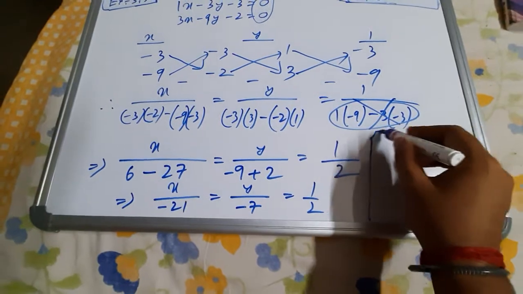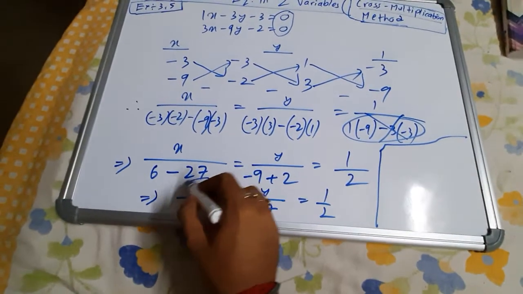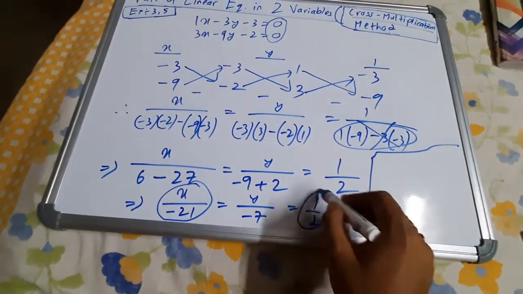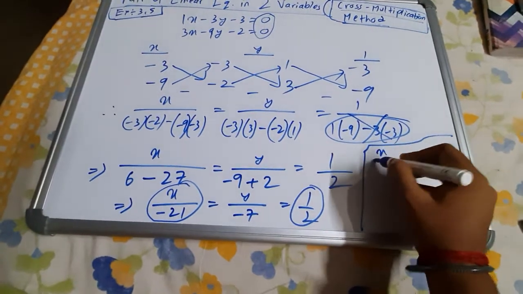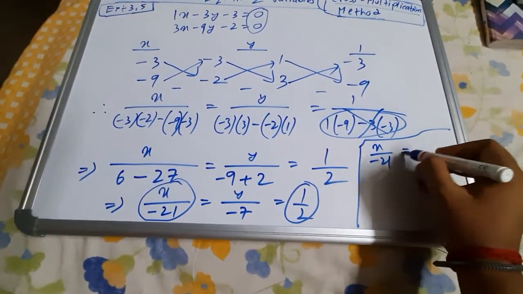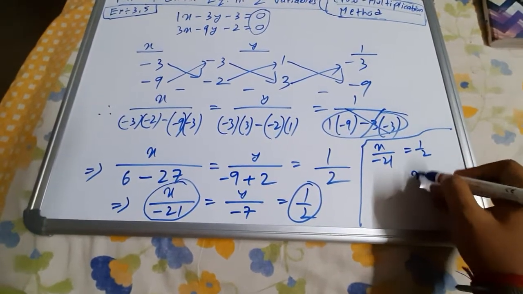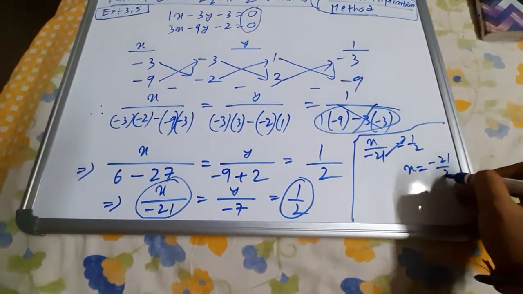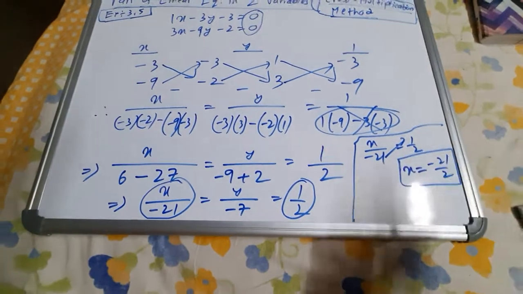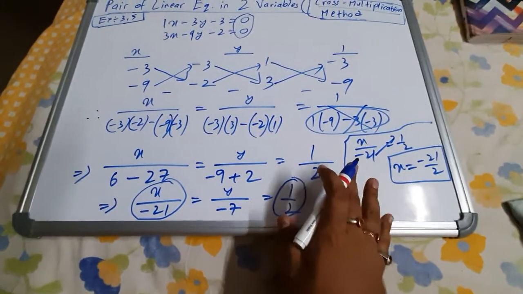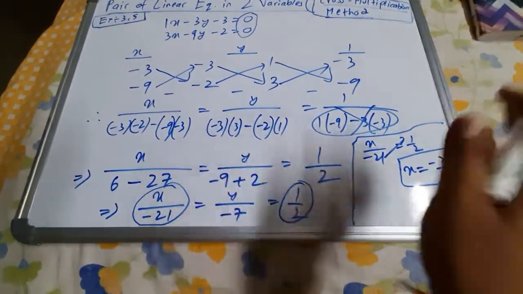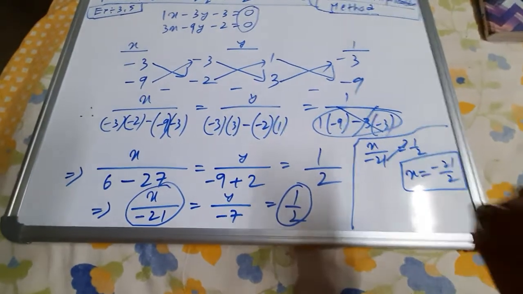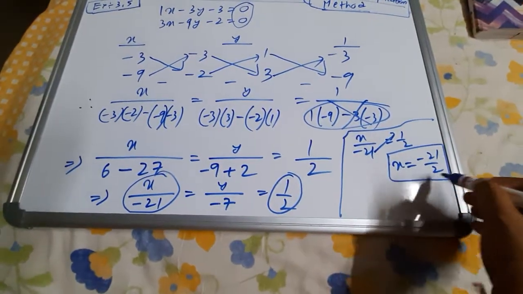Now first we need to take x equal to this thing. So x by minus 21 is equal to 1 by 2. How much will be x? Just cross multiply. X equals minus 21 by 2. I found out x. This is an arbitrary one, not the real one, because the real example I have taken is a very bad example that gives you actually no solution.